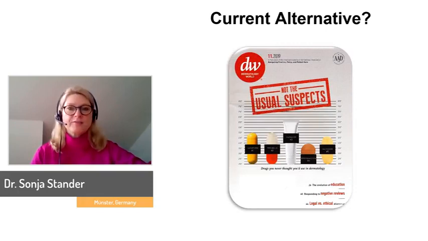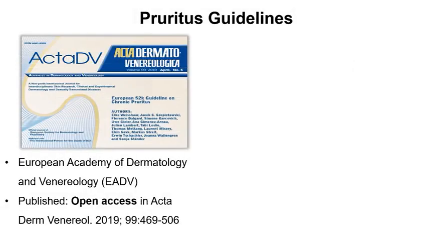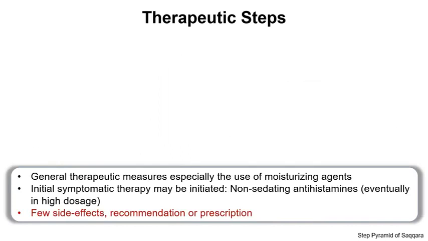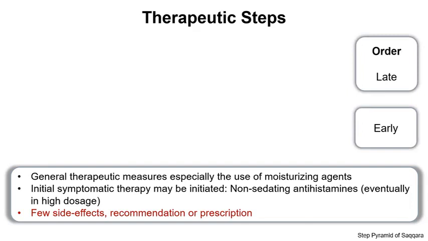What is the current alternative that we can use? Fortunately, we have guidelines. We have the already mentioned European guidelines. We have German guidelines, and I present now the recommendations from the European guideline. What are the treatment steps? We start with general measures. We explain that patients should use emollients. Maybe we start with antihistamines, eventually in higher dosage. The advantage is that we have few side effects, and that we start slowly. We can recommend or prescribe that.